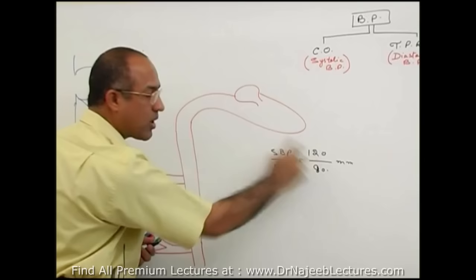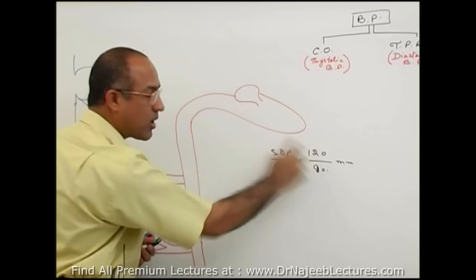Plus, angiotensin 2 receptors are present on the zona glomerulosa of the adrenal cortex. So angiotensin 2 receptors are also present over here. When angiotensin 2 works on the zona glomerulosa, that leads to the release of aldosterone.